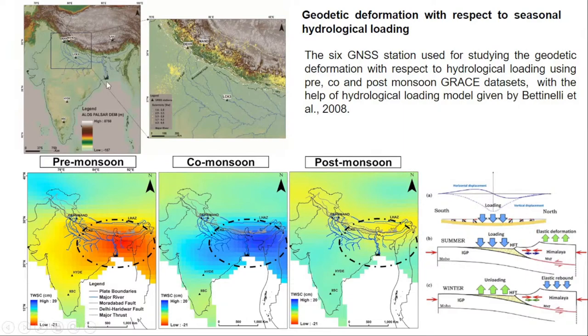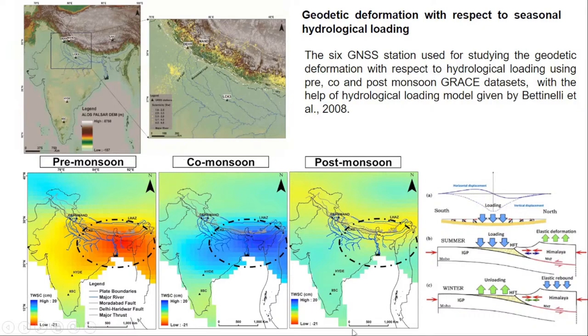And this is another study to get an idea about the geodetic deformation with respect to seasonal hydrological loading. So this is the GRACE data. You can see in the GRACE data the mass during the pre-monsoon is very low in this region, but during the co-monsoon the mass is very high due to precipitation and other phenomena. And then post monsoon we can see the mass has decreased.